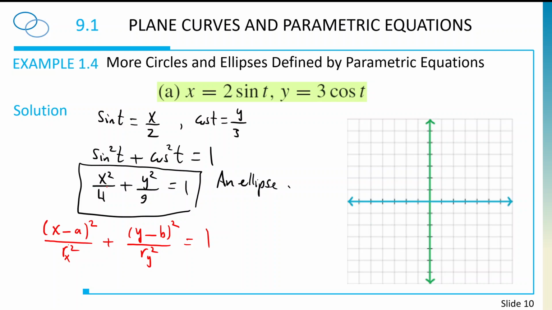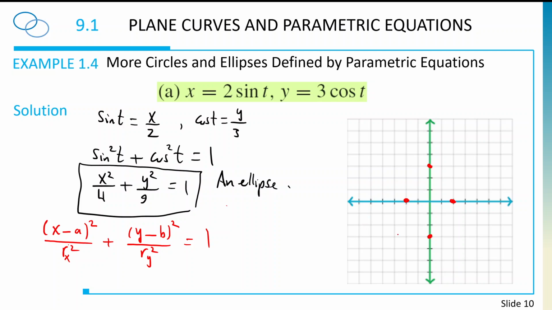Now how do I graph it? Notice this one, the center is 0, 0. So we start from 0, 0. The radius along the x-axis is 2, so that means 2 to the right, 2 to the left. This is with respect to x. Now I'll move to y. The denominator here is 3, which means we move 3 steps upward from the center and 3 steps down.